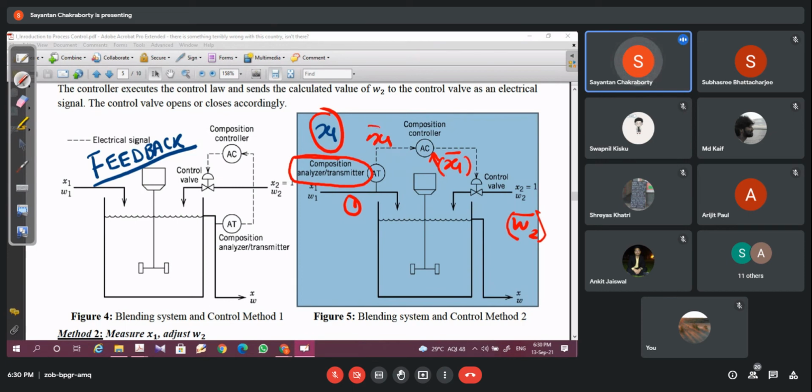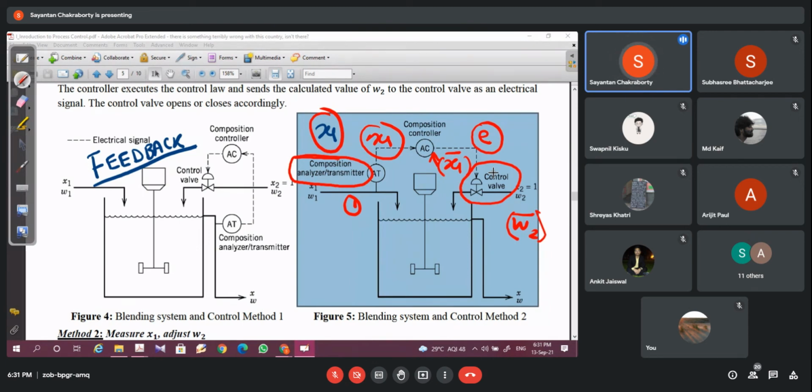Now, any change in this x1 will cause an error to appear here. This error, the actuating signal, will cause this control valve to open or close, so that the output concentration of A in the outlet stream is maintained at the desired value x equal to x square.